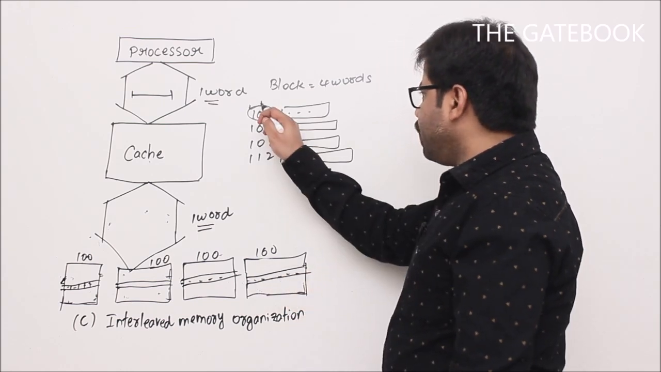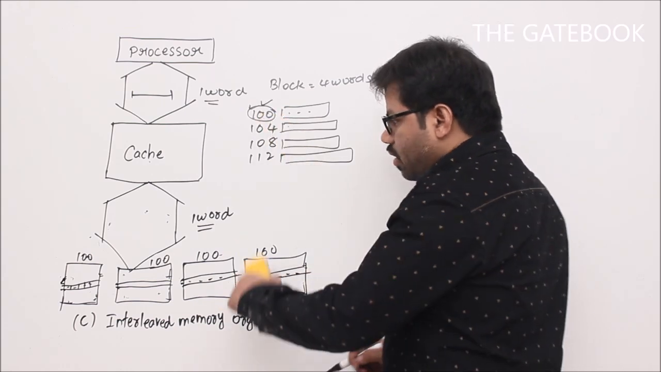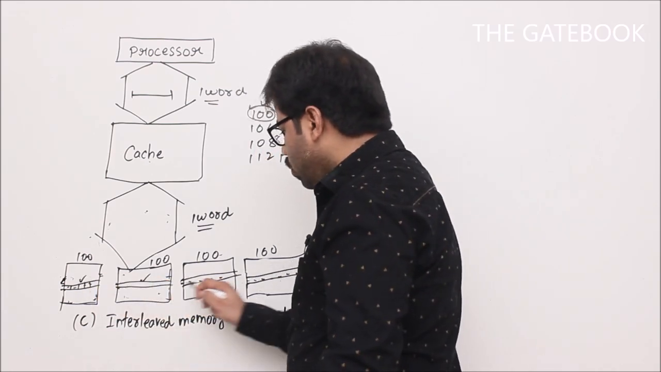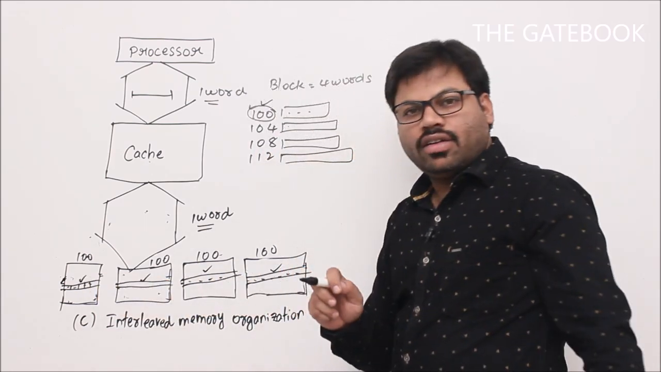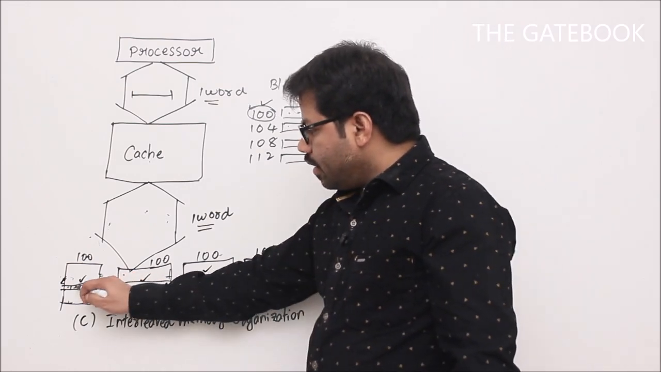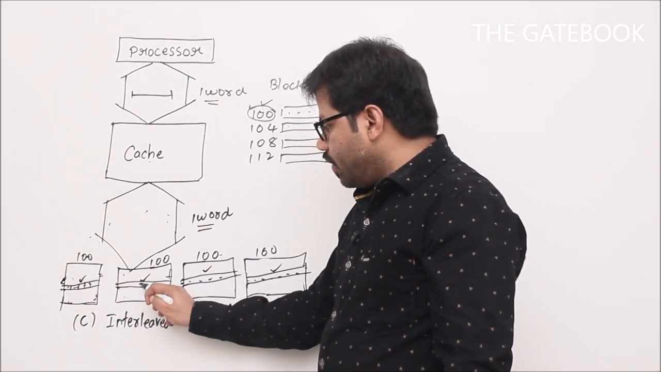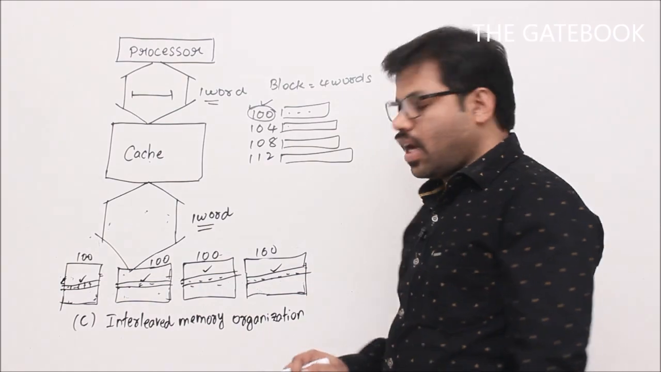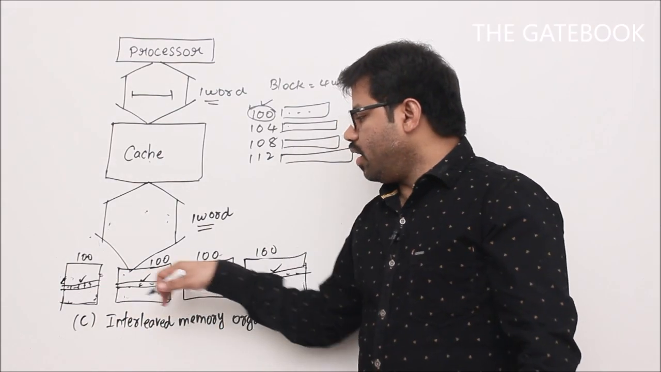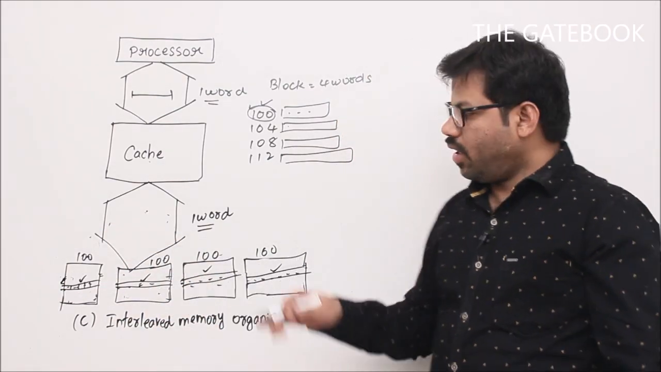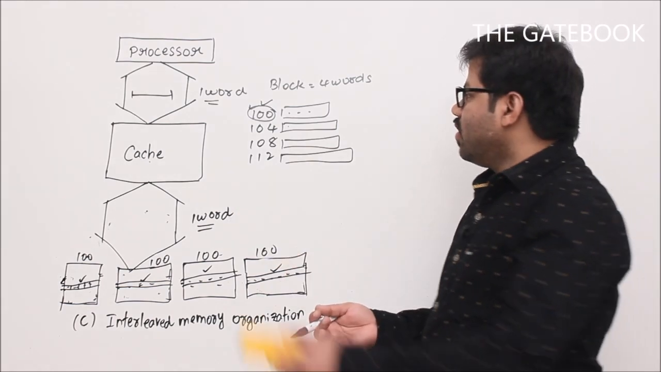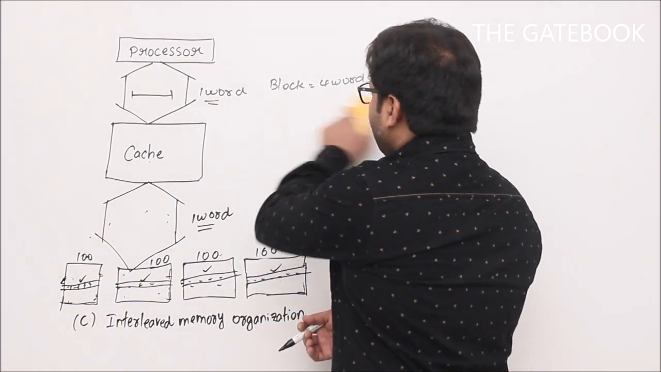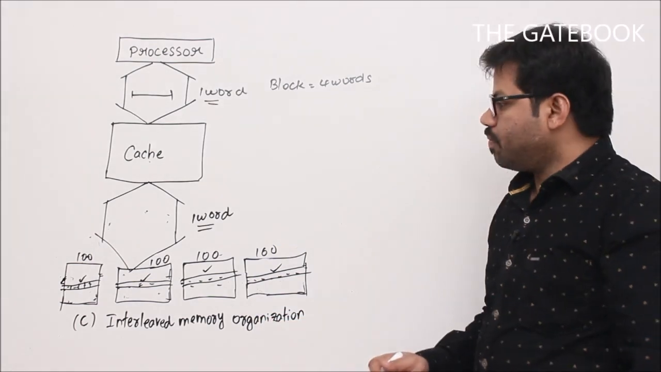That means whenever you specify 100, automatically this row will be selected. This is the first word, this is the second word, this is the third word, this is the fourth word. All the four words will be in the same row, in appropriate banks. So if that is the model, how much time will they take, we will see.